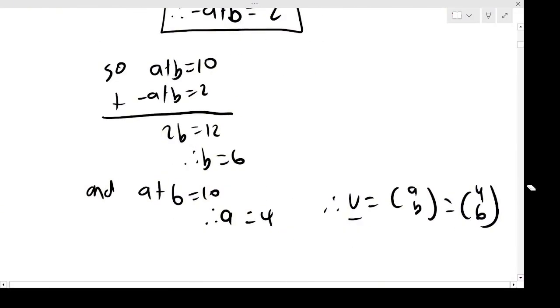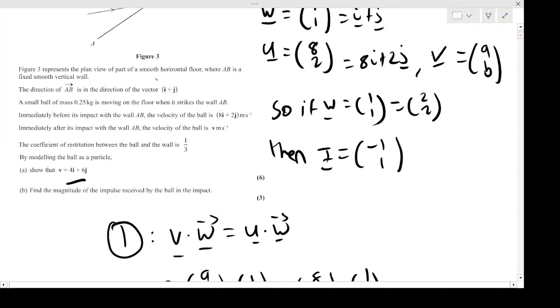Yep, that's 4i and 6j. So great, we've done it. Okay, so there we are. Really, once you get the hang of it, it's just substituting into equations like that. Then part B says stuff on the magnitude of the impulse.